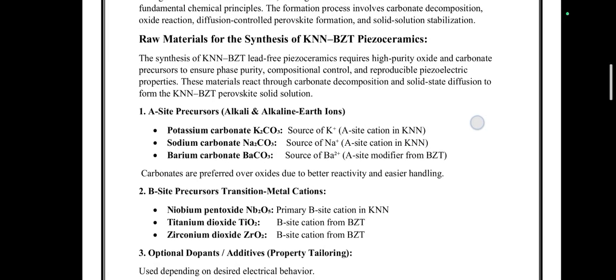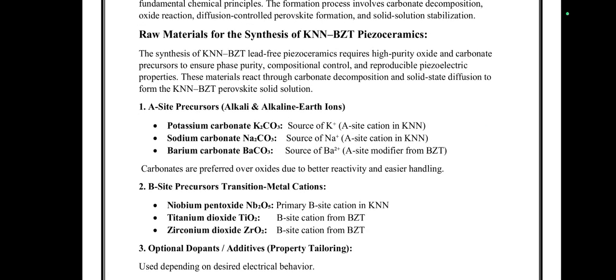Raw materials for the synthesis of KNN-BCT piezoceramics. The synthesis of piezoceramic material requires high purity oxide and carbonate precursors to ensure phase purity, compositional control, and reproducible piezoelectric properties. These materials react through carbonate decomposition and solid-state diffusion to form the KNN-BCT perovskite solid solution.